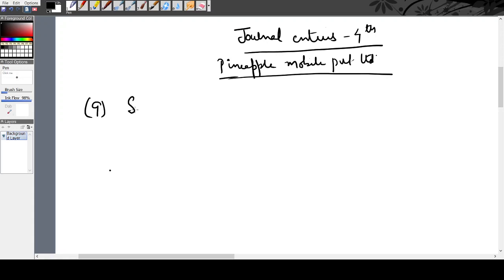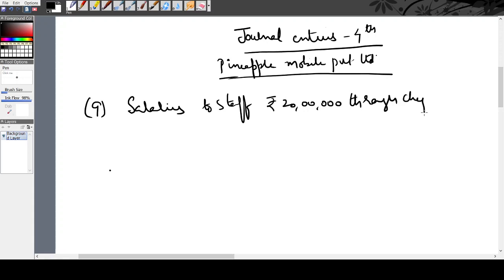Let us say we have paid some salaries to staff working in the head office, warehouses, distribution centers, etc. We have paid rupees 20 lakhs through check. So we are not handing them over cash, we are giving them checks from our bank. So how do you record this transaction? The entry is salaries account should be debited.